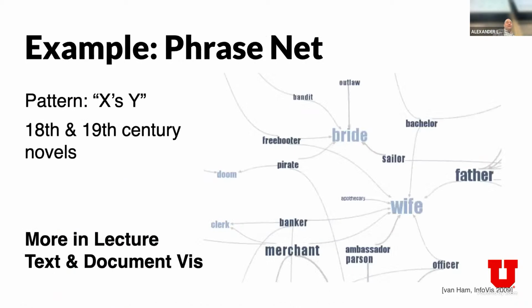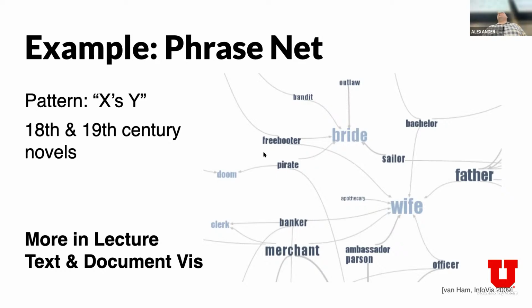And they also ran this on a different data set of 18th and 19th century novels, which are all about pirates and bootleggers and so on, right? And there they made an interesting observation. Here they looked at the X's Y relationship. And there are two words here that I find interesting. We have the word wife, and then we have father's wife, officer's wife, ambassador's wife, apothecary's wife. And in contrast, take bride, right, which has a different connotation: freebooter's bride, bandit's bride, outlaw's bride, right? So we can learn a little bit about these associations by extracting the structured information and visualizing it like this. And we'll have a lecture on text and document visualization.